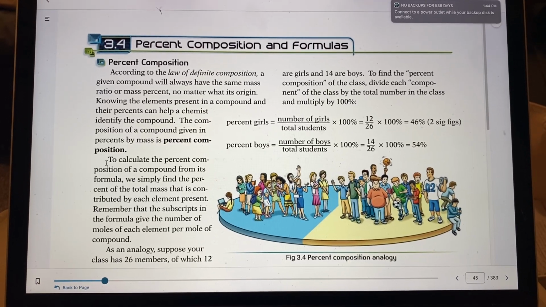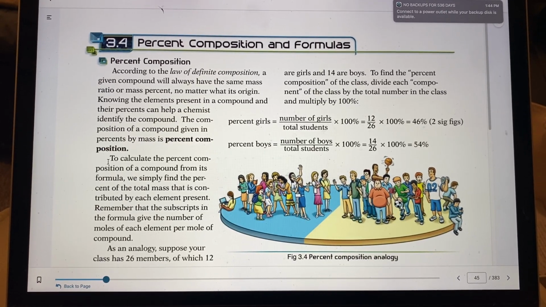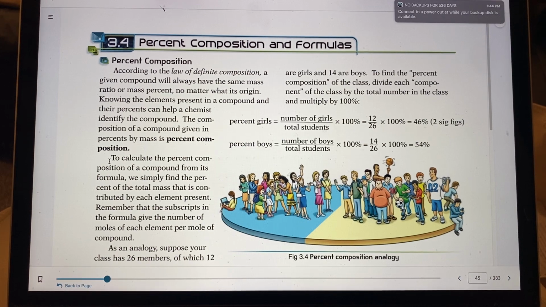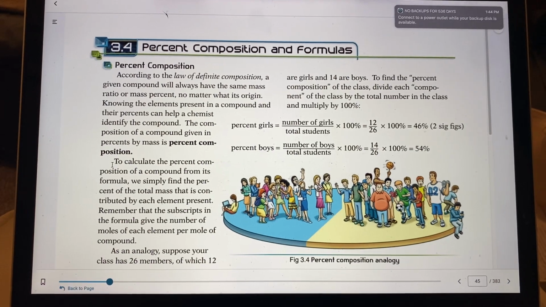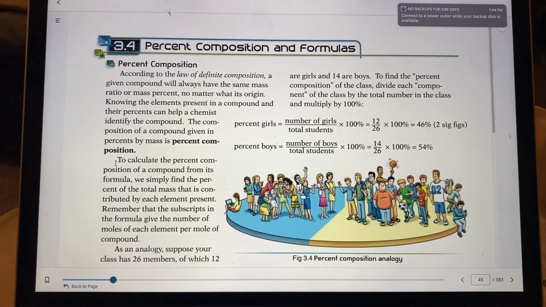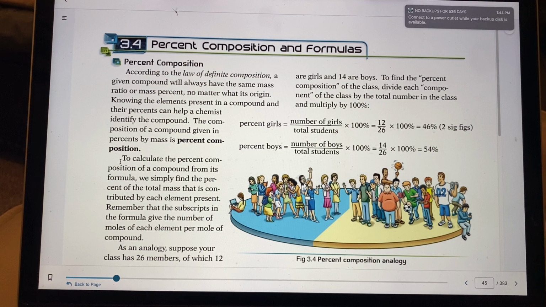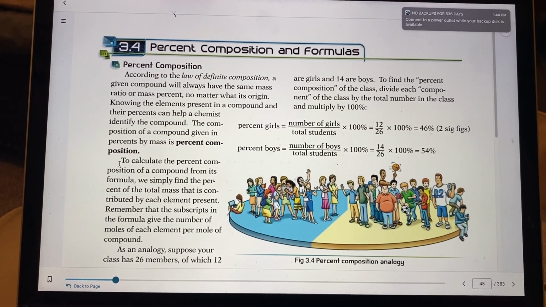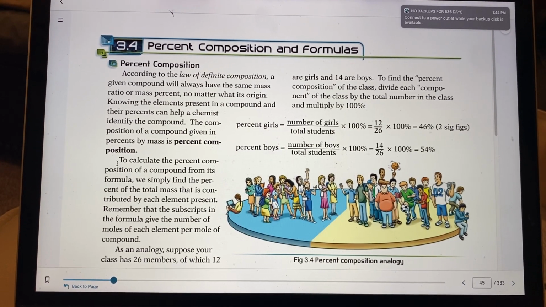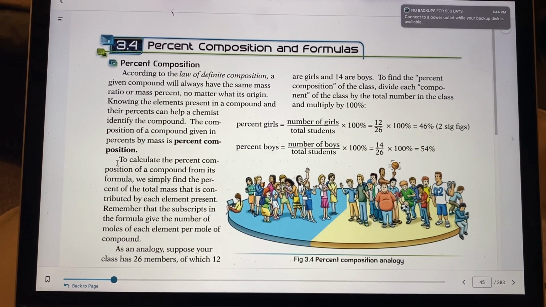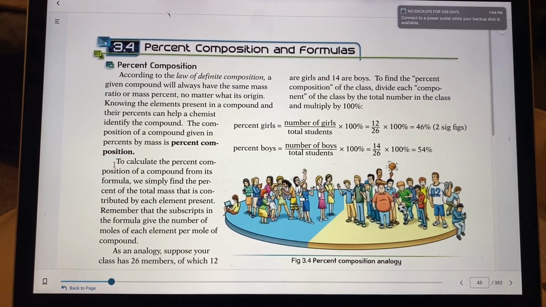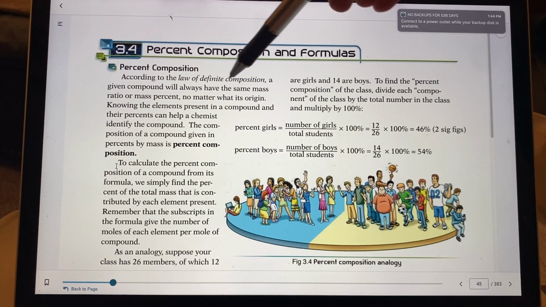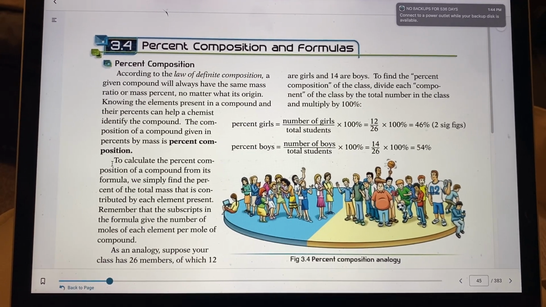So we're on 3.4 of your chemistry book, and we're going to be talking about percent composition and formulas, okay? So if we think about percent, at first this first part just says the law of definite composition. A given compound will always have the same mass ratio or mass percent no matter what its origin is. Remember, that was actually one of your questions on your test last time.